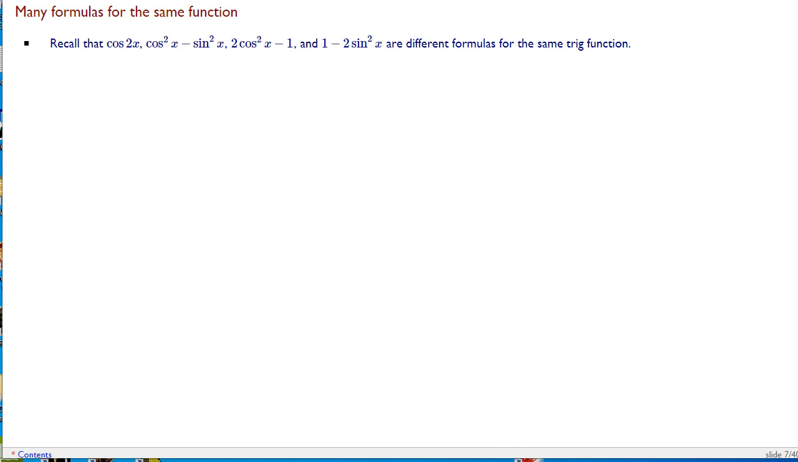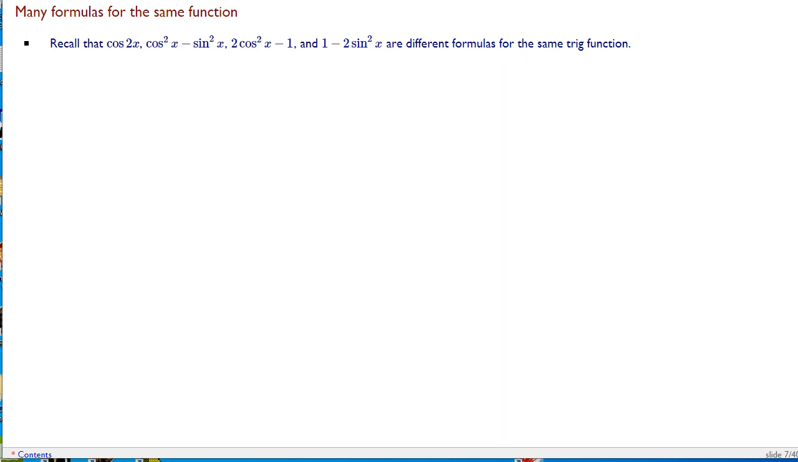When you were learning trigonometry, you spent a lot of time on so-called trig identities. And the reason for the existence of trigonometric identities is that, in general, there are many different formulas for the same trigonometric function. I hope you remember, for example, that cosine of 2x is the same function as cosine squared x minus sine squared x, is the same function as 2 cosine squared x minus 1, is the same function as 1 minus 2 sine squared x.